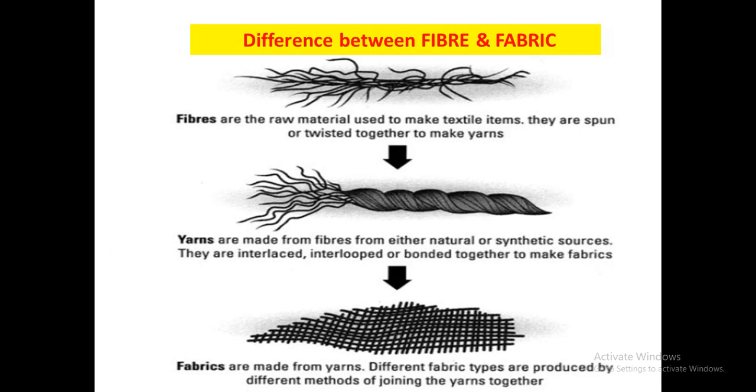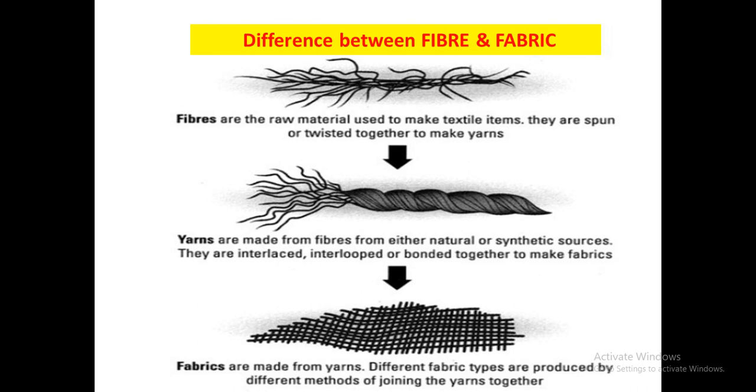Now, what is the basic difference between fiber and fabric? A fiber is a raw material. It is a raw material used in the textile items. So this fiber is then made into yarn by various processes, and finally this yarn gets converted into the fabric by interlacing or interlooping. Fabric is nothing but the material or the cloth, the piece of cloth.